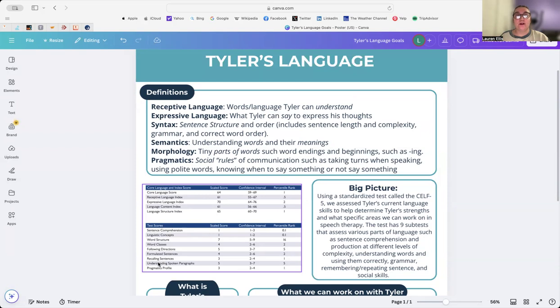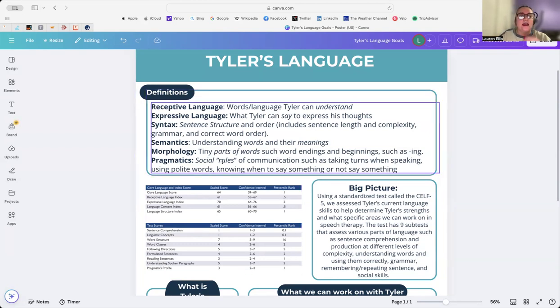It helps assess grammar and little parts of words, if he's using them correctly, like endings to words such as -ing, or if he's using the appropriate plurals, things like that. And it even assesses his social skills, which has to do with this word pragmatics right here. And that has to do with social rules of communication, like knowing when to take turns in a conversation or knowing when not to say something, or even being able to ask for directions or for clarification when you don't understand something. Those are all part of this word right here, pragmatics, but we kind of just think of it as social skills almost, as a simpler way.